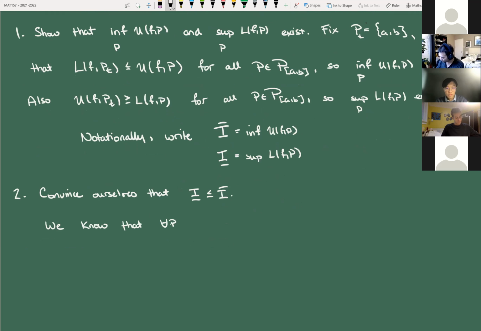So we know that for all P and Q partitions, we have L(f,P) is less than or equal to U(f,Q), right? So in particular, if we take the infimum over all possible partitions Q, well, the left-hand side obviously doesn't change, right? Because it doesn't depend on Q.